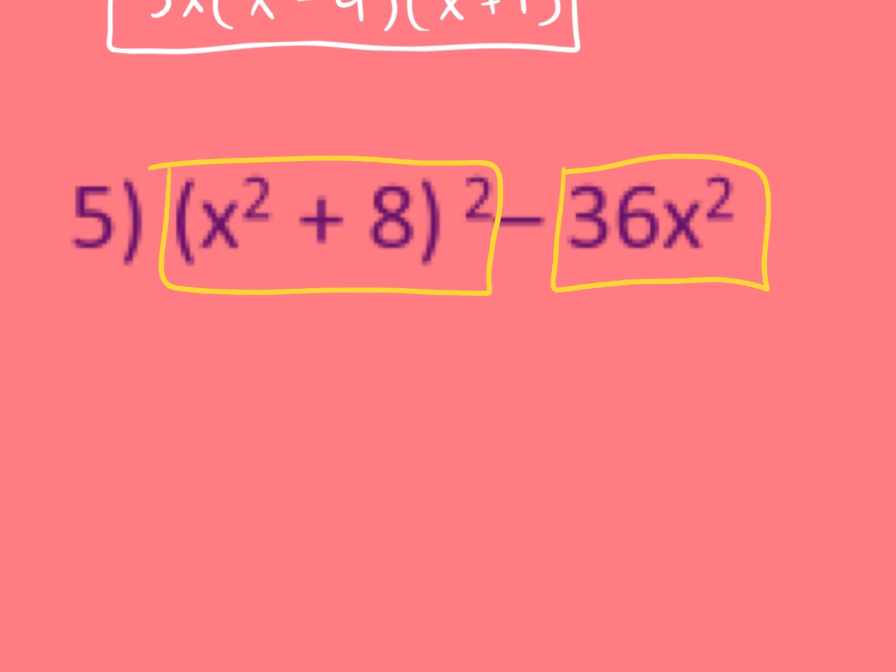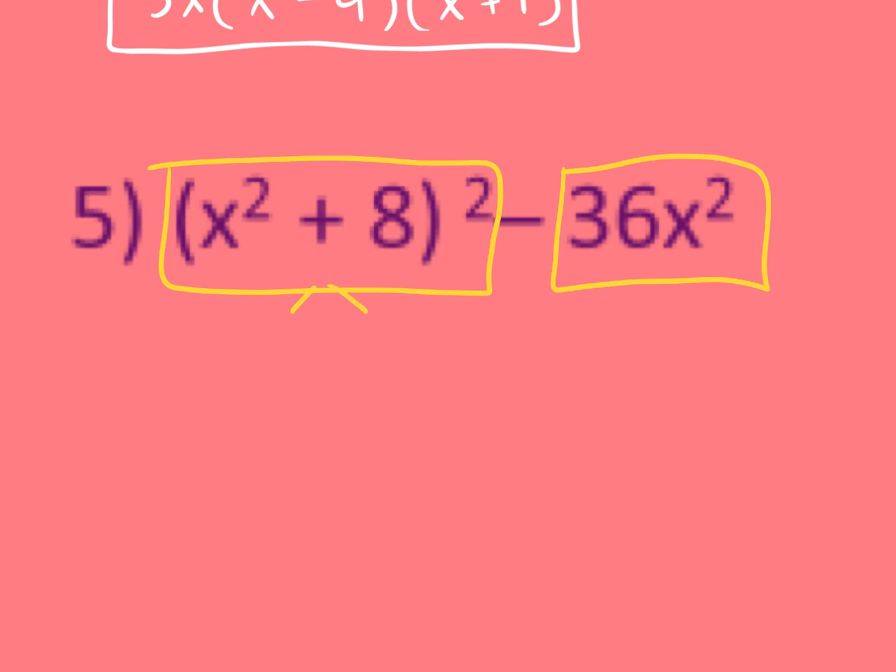So go back to that slide with instructions. When you have two terms, check for GCF, which we don't have here. Check for the difference of squares. Are these both perfect squares? Yeah, the first one is x squared plus 8 squared. And then the second one, 36 is a perfect square, and x squared is a perfect square. So I have the difference of squares here.